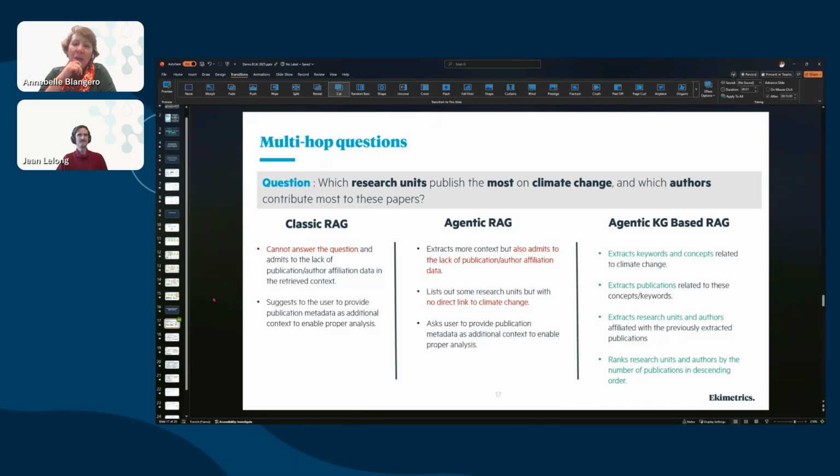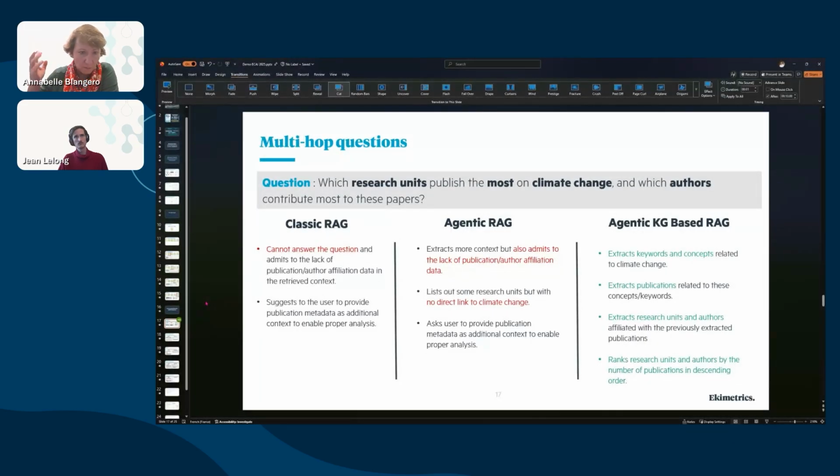So yeah, measuring the performance of this kind of system is pretty tricky because they don't do things the same way and they don't necessarily have the same results. So we try to give you some qualitative examples of the way a classic RAG would respond to some questions, an agentic RAG, and our agentic, graph knowledge-based RAG.